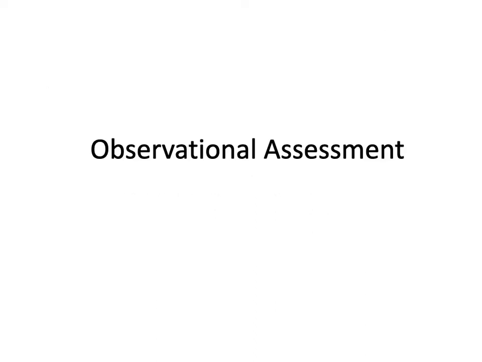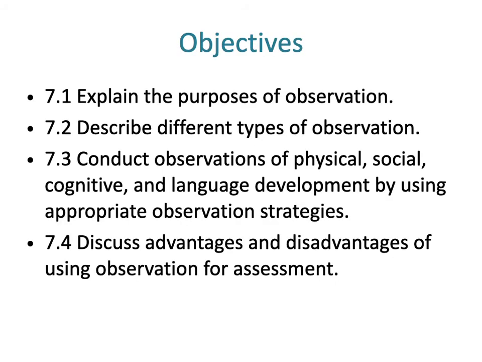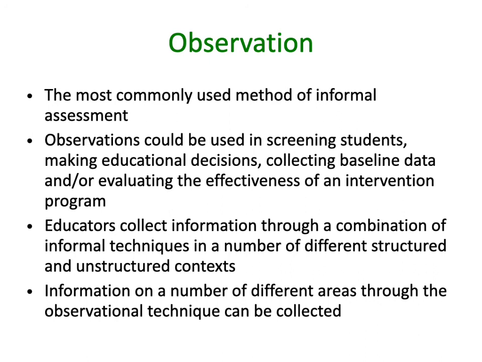Now, observational assessment. We will talk about the purposes of observation and different types of observation. Observation is the most commonly used method of informal assessment, and observation can be used in various ways, like screening students, making educational decisions, collecting baseline data before intervention, and evaluating the effectiveness of an intervention program. And teachers can collect information through observations in various settings, like structured and unstructured contexts in a school.